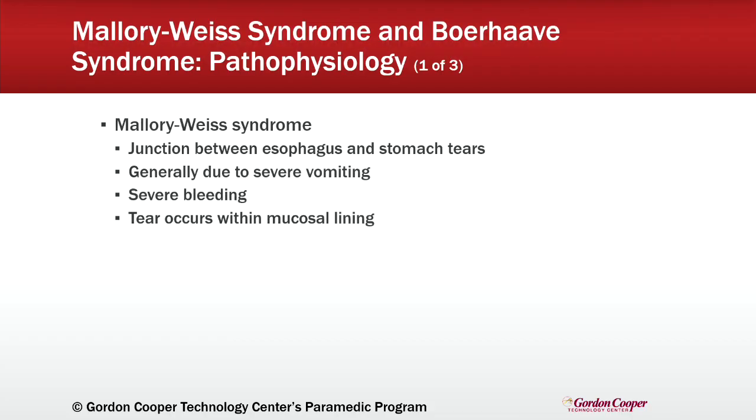The next one we're going to talk about is Mallory-Weiss syndrome. It's when a tear forms at the junction of the esophagus and the stomach, so right where those two meet. This can lead to severe bleeding, and in some cases can be life-threatening. It's usually caused by forceful or prolonged vomiting. So it's not so much a disease process as it's a side effect of something else going on.